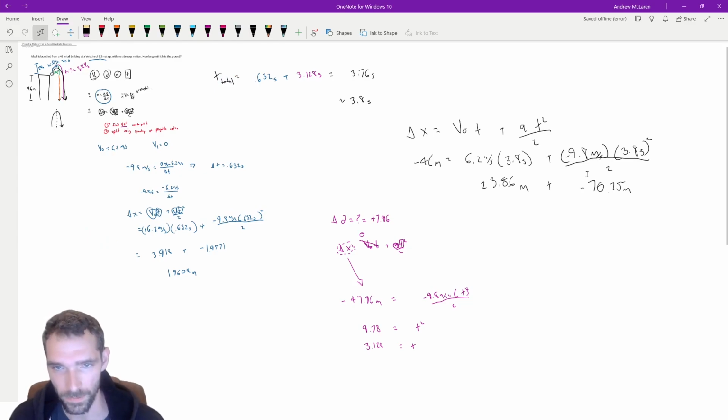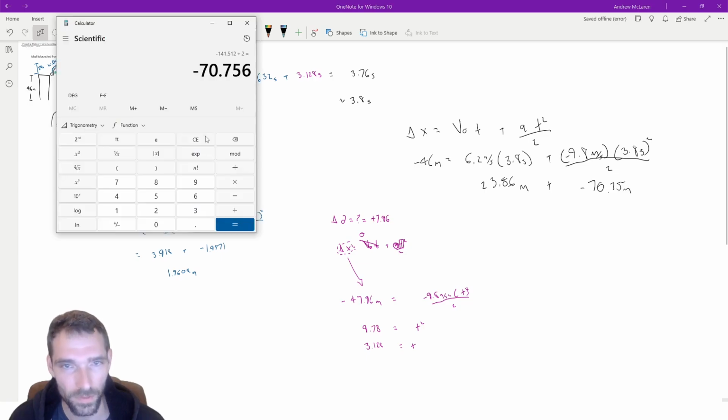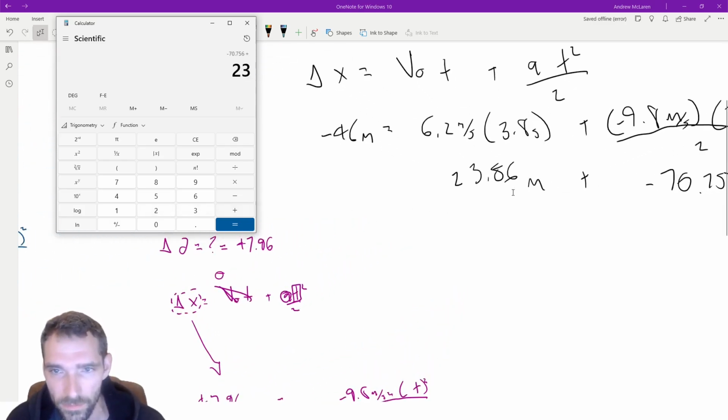We add those up. It does look like, to me, just kind of spitballing, that looks pretty close. So negative 70, yeah. And then we add that 23 point, was it 5.8? It's 5.8. 5.6.